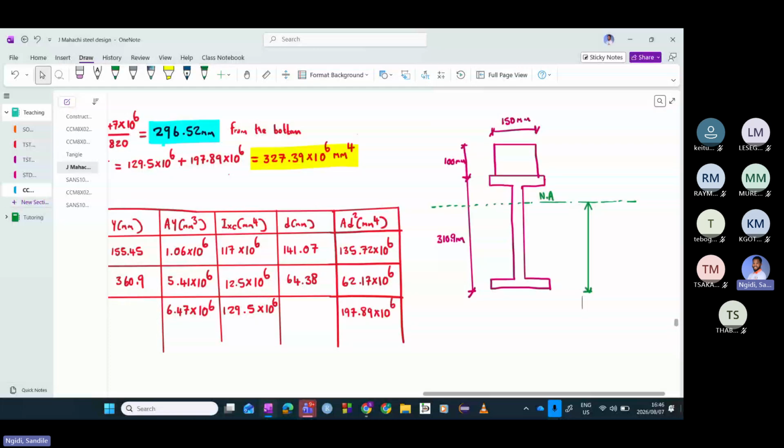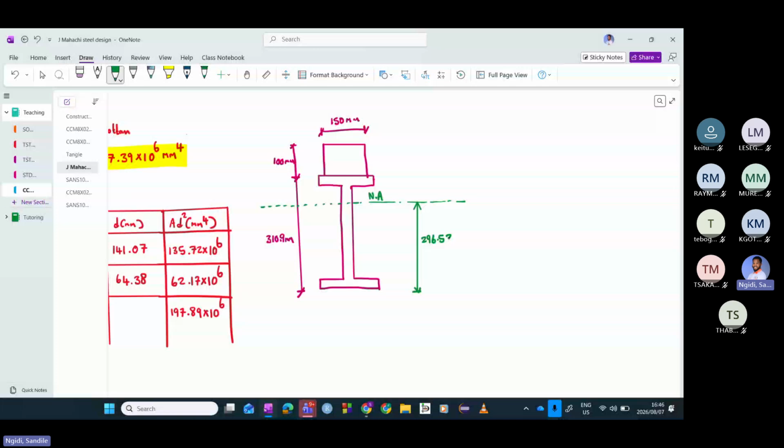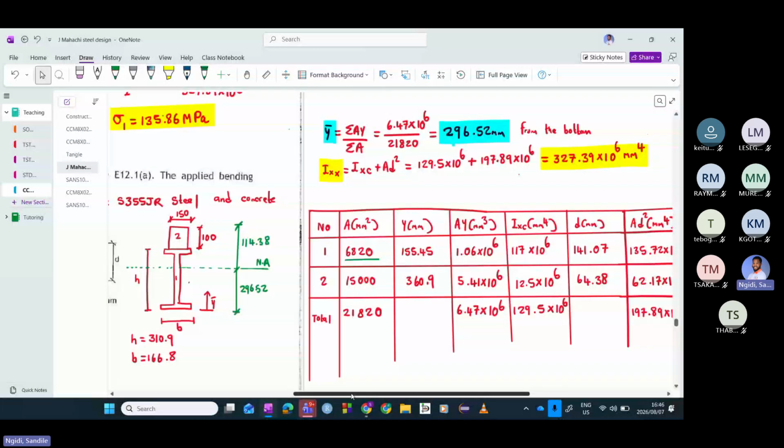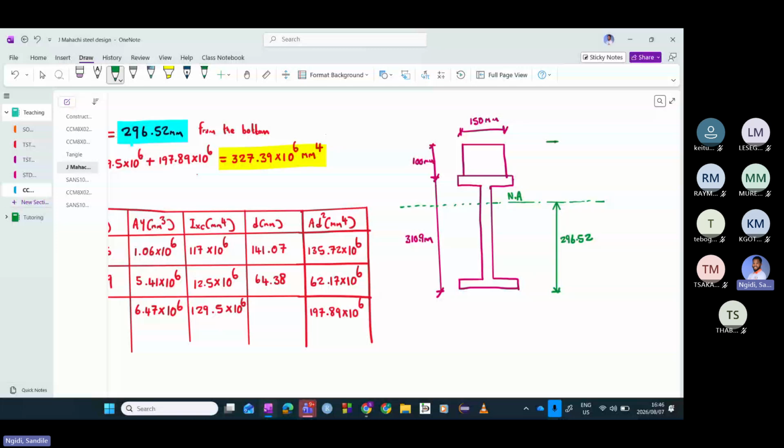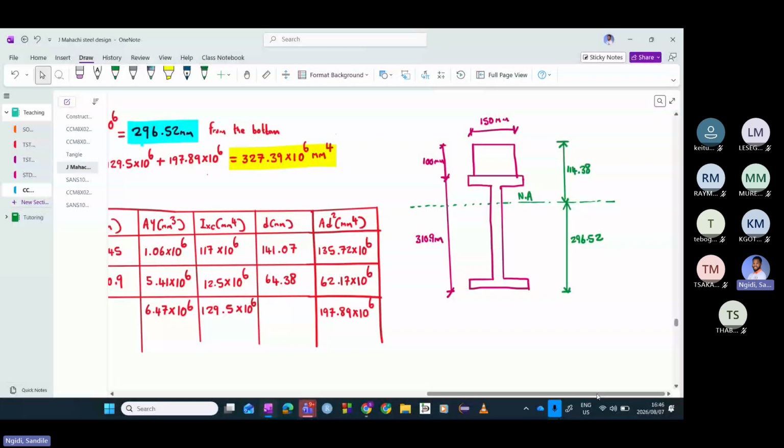So if we measure this from the top side, then this distance is 114.38. That's the distance we have from the top side to the neutral axis. And it's very important that we find this neutral axis because, maybe let me ask you, what's the importance of the neutral axis?